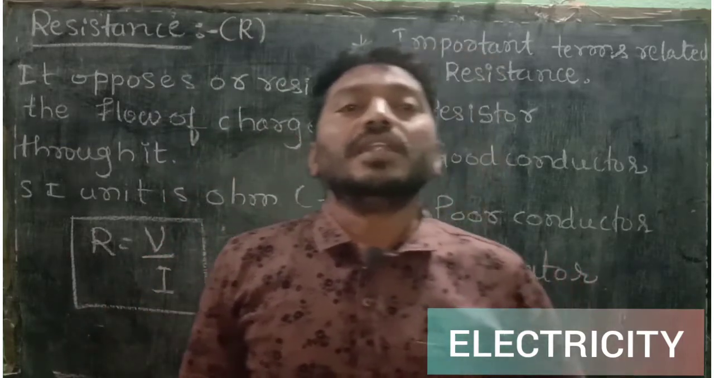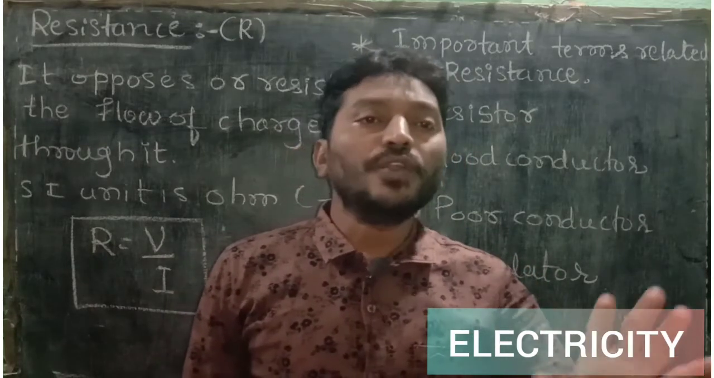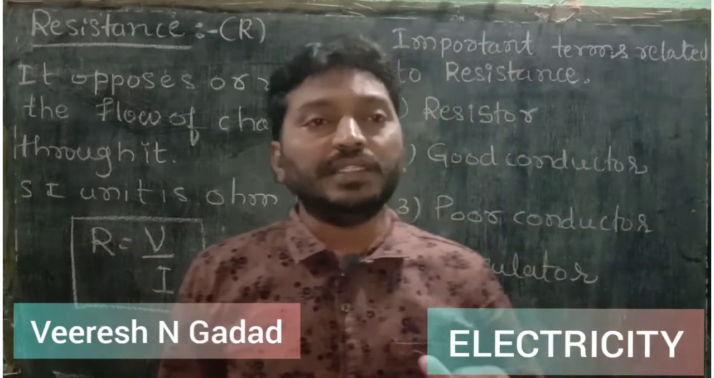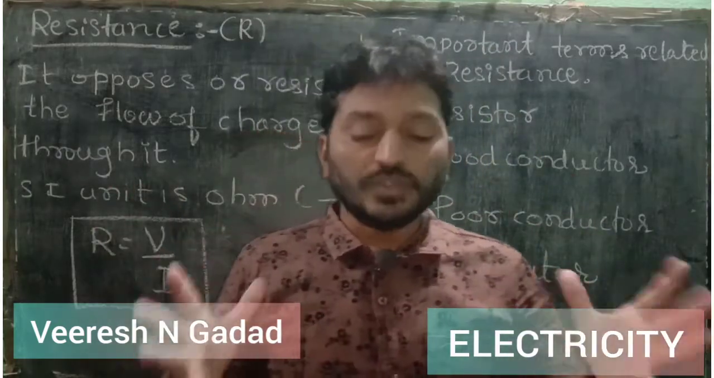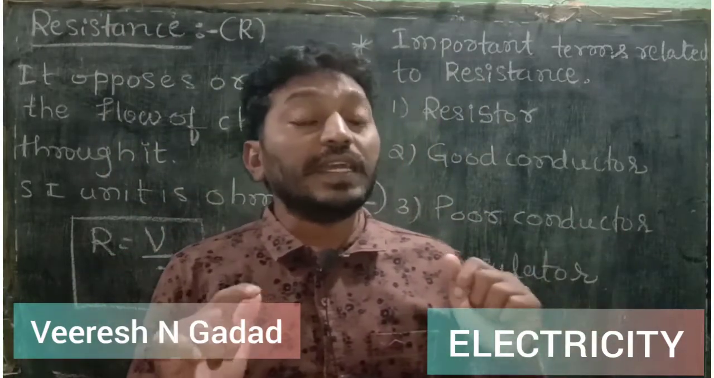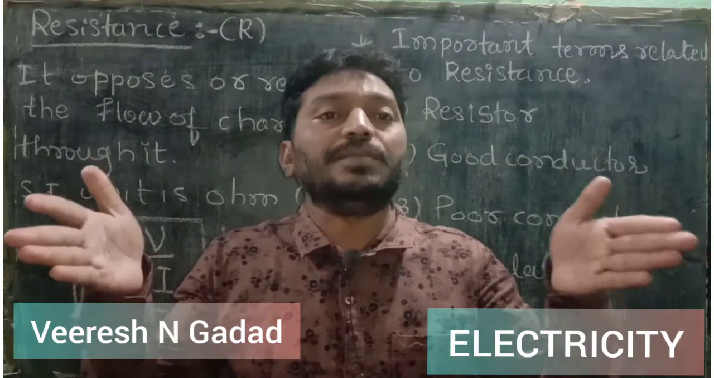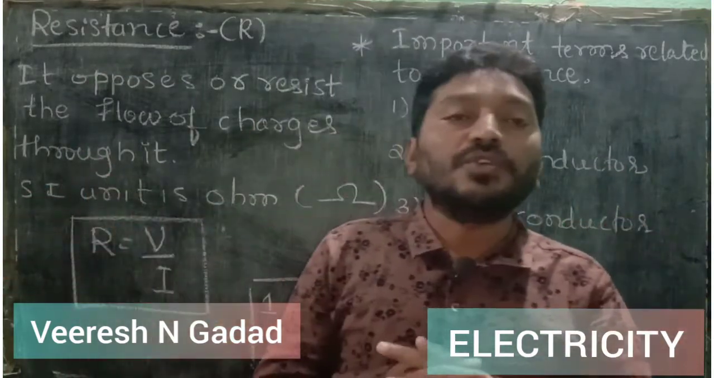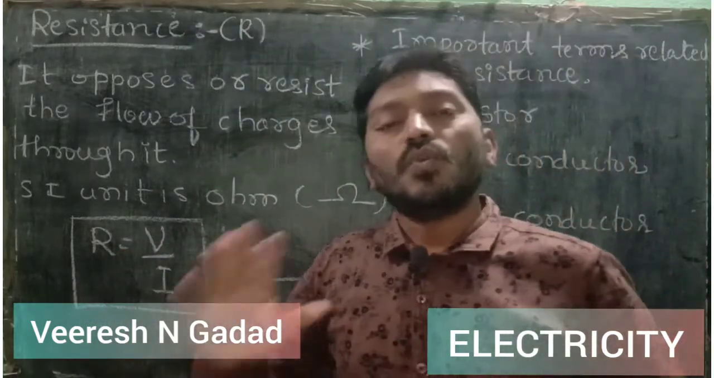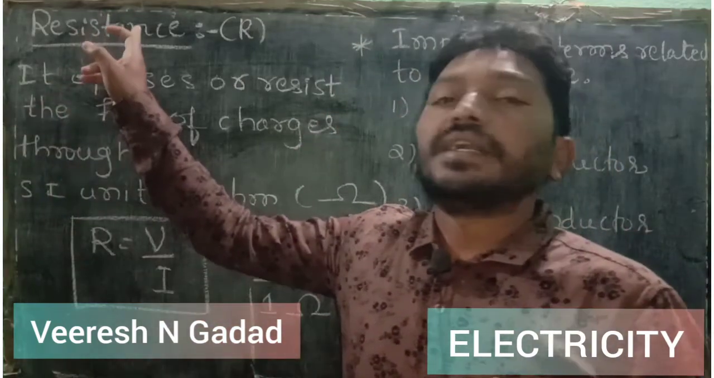In the last session, we already discussed some important concepts about electricity, especially Ohm's law. What is Ohm's law? Here, the current flowing through the conductor is directly proportional to the potential difference across its ends or terminals. Therefore, V equals I into R. So today we are going to study one more new concept in electricity, that is resistance.